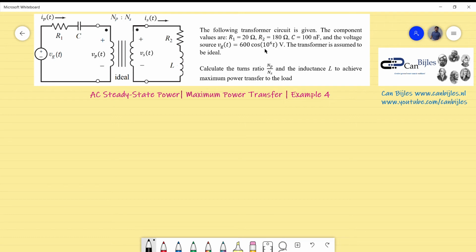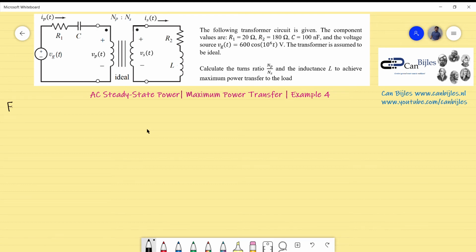What is the question? Calculate the turns ratio NP divided by NS and the inductance L to achieve maximum power transfer to the load. So there are two questions actually, the NP divided by NS, and the inductance. Okay, let's first write down what's meant by the maximum power transfer.